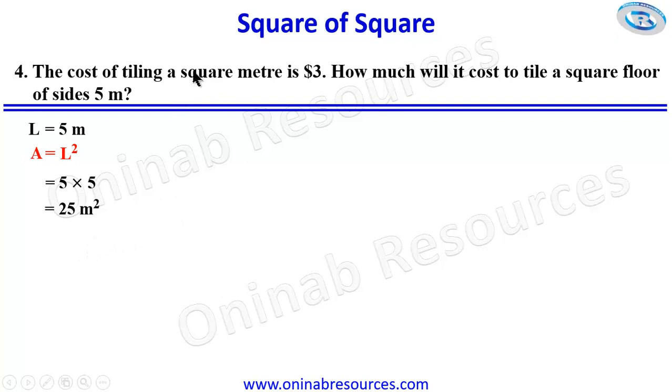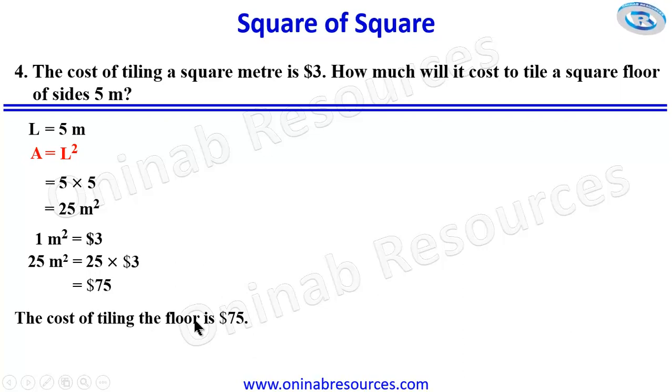And we are told that a square meter is $3. So that is 1 square meter is equal to $3. Since we have 25 square meters, we are going to have 25 times $3. 25 times $3 gives $75. So that the cost of tiling the floor is $75. And that's all for problem 4, and this is the highest we can take in this tutorial.